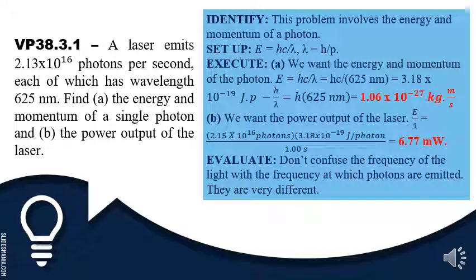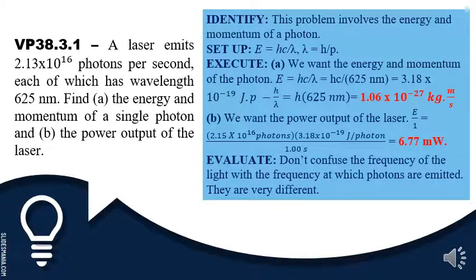Here, we will use the IC method. Identify: this problem involves the energy and momentum of a photon. Setup: we will use this formula. In the execute part, we want the energy and momentum of a photon, so we arrive at the answer of 1.06 times 10 to the power of negative 27 kilogram times meter per second. And in letter B, we want the power output of the laser, so we arrive at the answer of 6.77 MW.